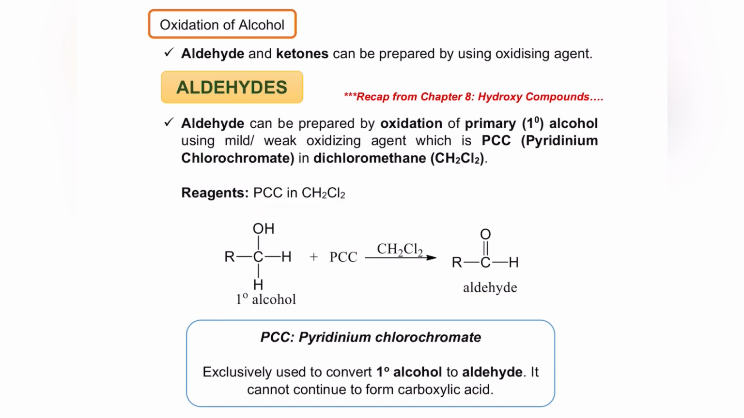The equation you have to write starts from primary alcohols plus PCC. Above the arrow you put CH2Cl2 to get the aldehyde. So what you change here is the functional group from hydroxyl to carbonyl. This reaction is very exclusive when you use PCC in order to convert primary alcohol to aldehyde. You only use the weak oxidizing agent, because this reaction will not continue to proceed to form carboxylic acid.